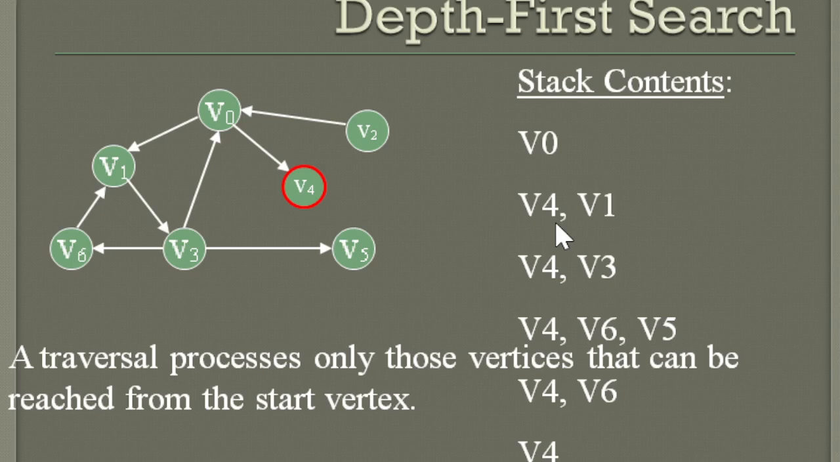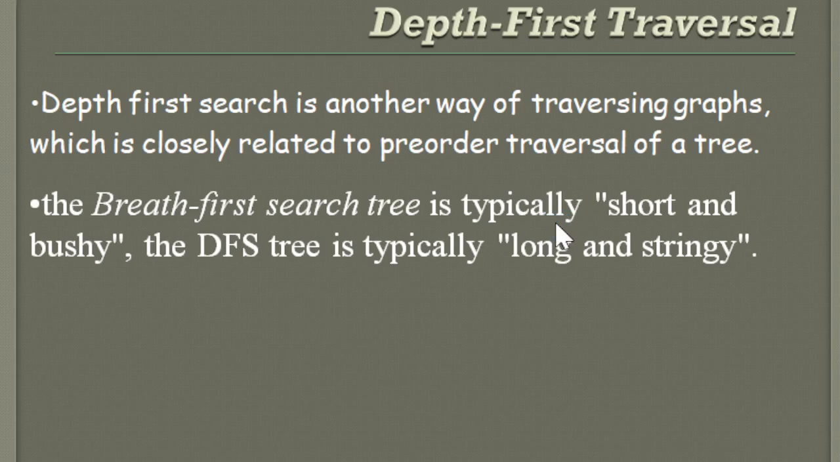It uses a stack data structure. Some patterns of traversals are obtained. Some vertices are not pushed into the stack. Some vertices are pushed more than once into the stack. This is a specialty of depth first traversal. In depth first traversal, it uses a pre-order traversal of a tree. Like that, depth first traversal works. Breadth first traversal is typically short and bushy. Depth first traversal is long and thin.